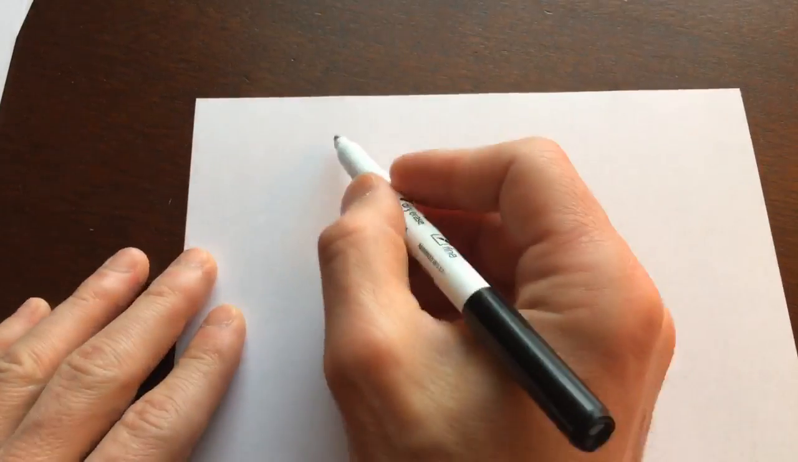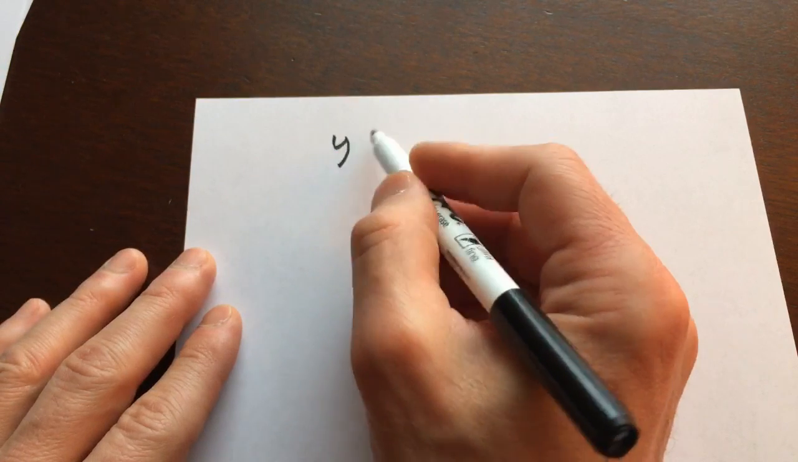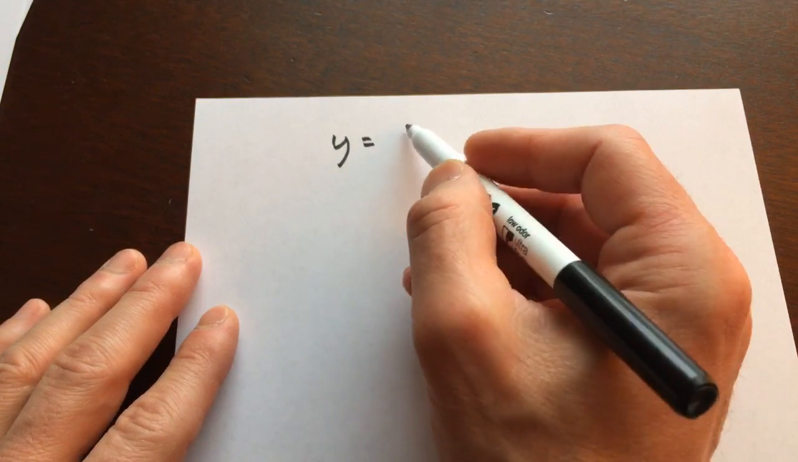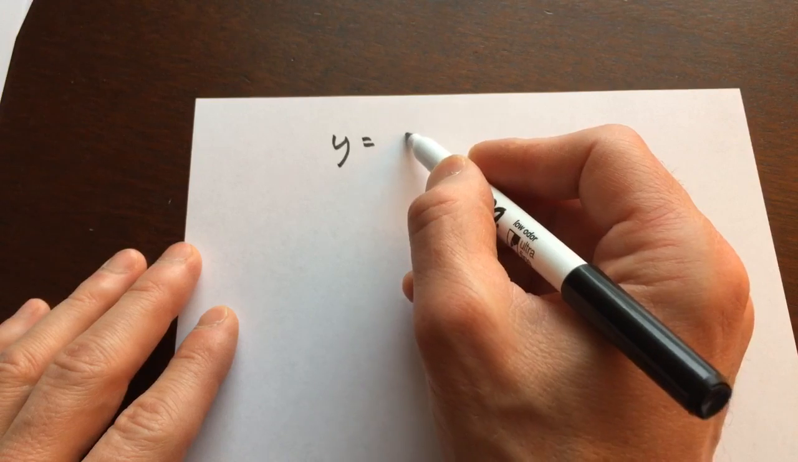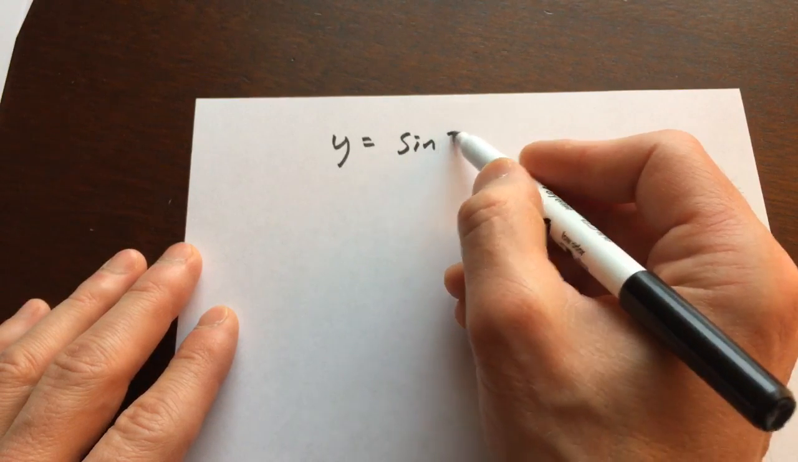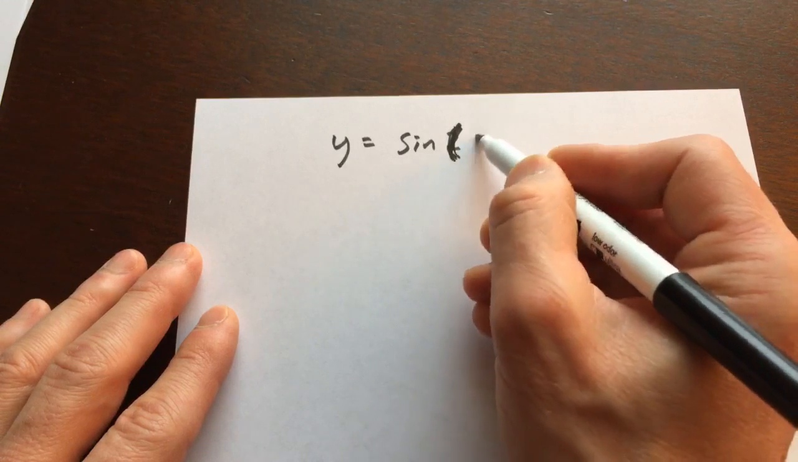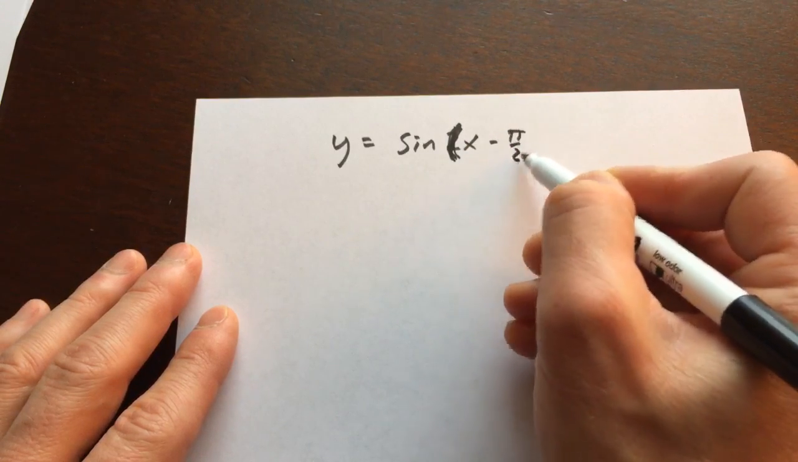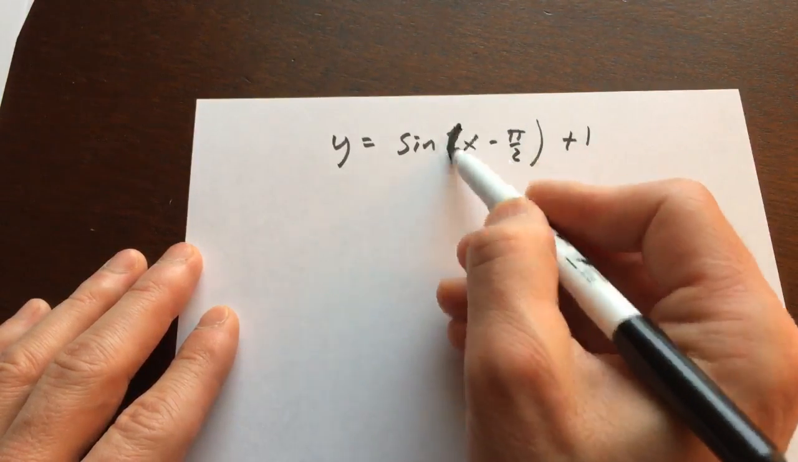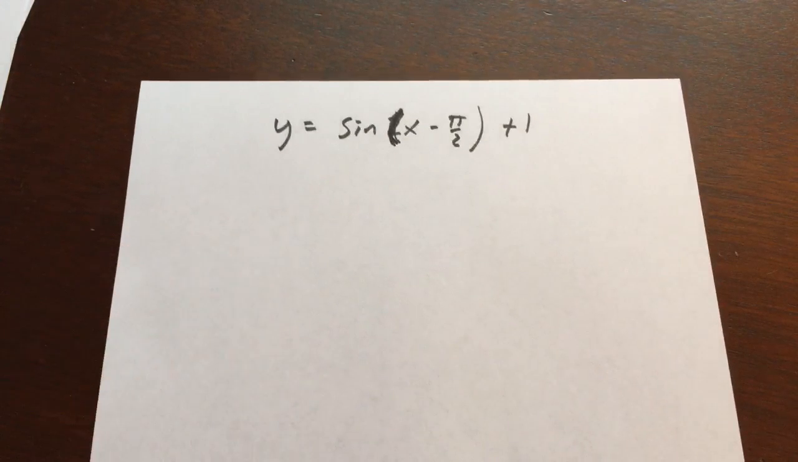So say you wanted to graph something like this. Yeah, that's why I said it multiplied. Yeah, exactly. So say, for example, if you had y equals sine, well, let's just keep it simple for this first example. Let's say you have y equals sine x minus pi over 2 plus 1. So can anybody tell me which way this graph is shifting? Is it shifting left, right, up, down, and by how much?